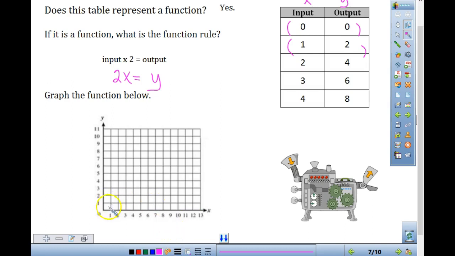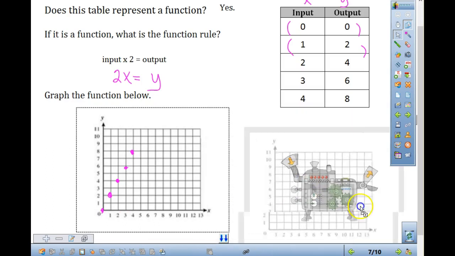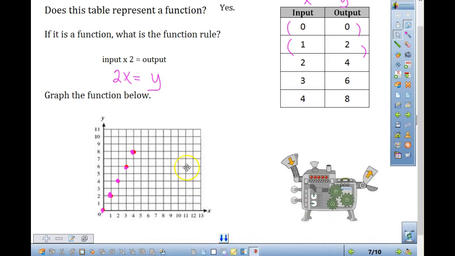So could we graph this? 0, 0, plot your points. At 1, we're at 2. At 2, we are at 4. At 3, we're at 6. 4, we're at 8. And if we are just plotting those points only, we are going to leave our answer like that. So if we graph it, it should be a function. We should be able to see those points individually. Okay?